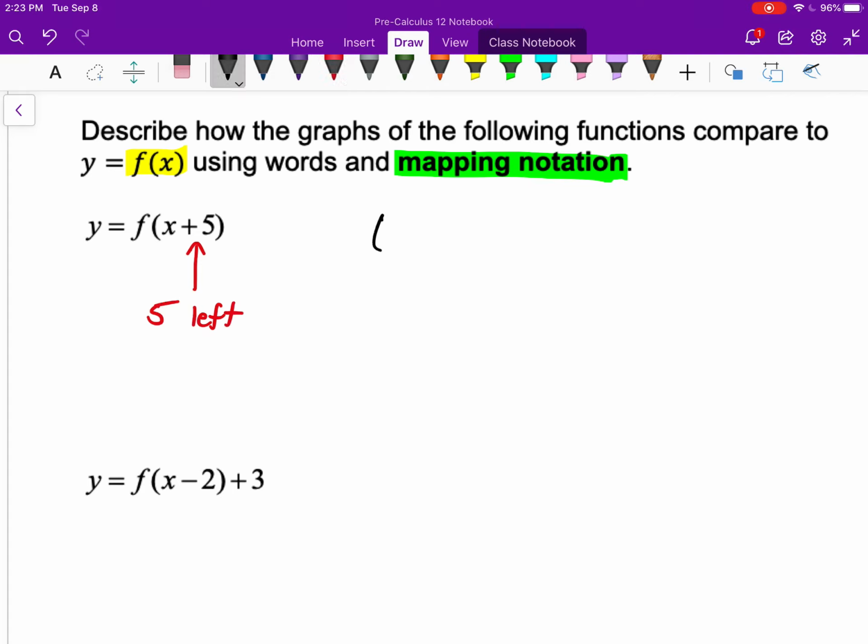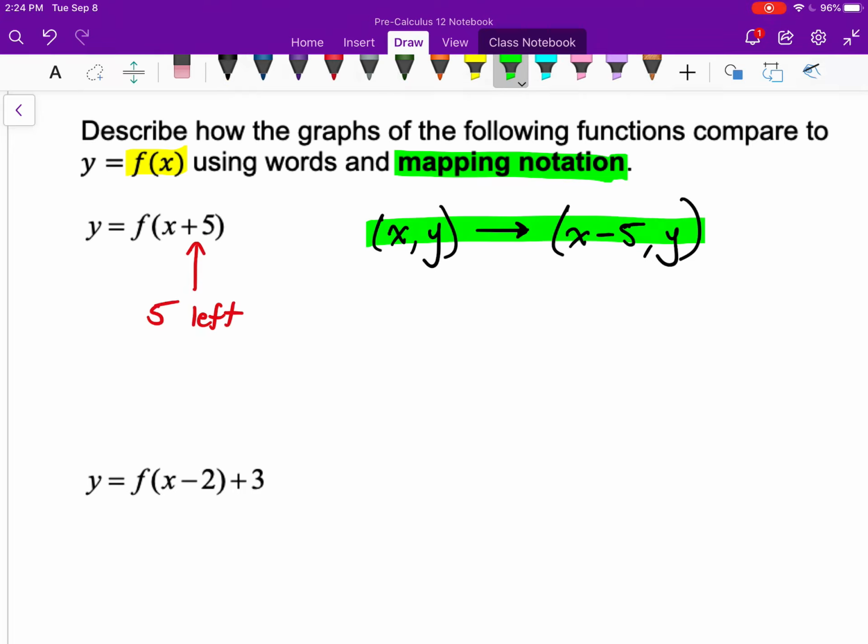First, I start with, in brackets, x comma y, and an arrow. So this is saying x comma y represents the coordinates, an x coordinate and y coordinate, of some point on f of x. Well, when I move it 5 to the left, the y coordinate doesn't change. The x coordinate has 5 subtracted from it. And so what you see here is mapping notation.